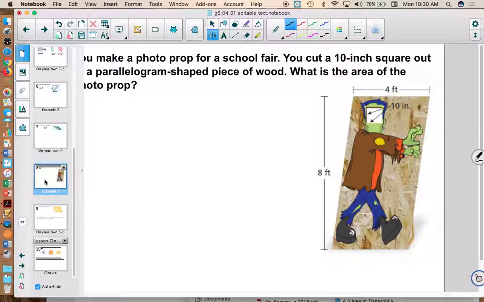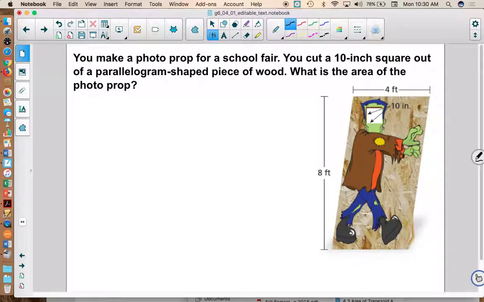Let's go to here. Yeah, that's one I want. Now, this one's a little bit tricky, so you have to read and follow what it's wanting. You make a photo prop for a school fair, okay? You cut a 10-inch square out of the parallelogram shaped piece of wood. What is the area of the prop? What's the area of the photo prop? How am I going to do that? How am I going to do it?